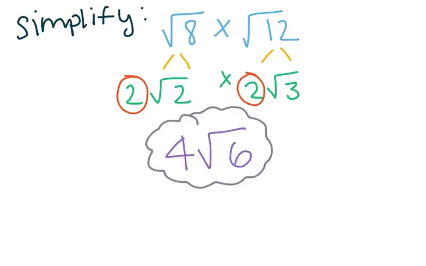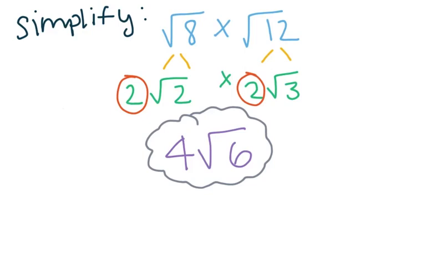So our next problem, you simplify radical 8 times radical 12. Radical 8 simplifies down to 2 radical 2, and radical 12 simplifies down to 2 radical 3. You color code the 2 and 2 because they're outside of the radical and they're the same number.